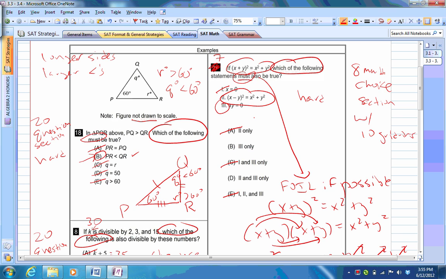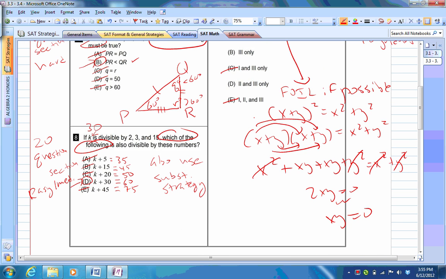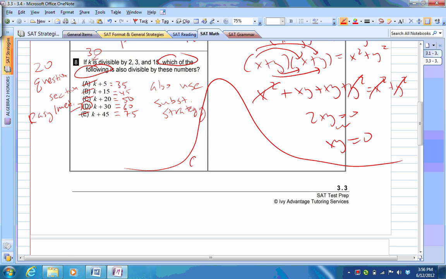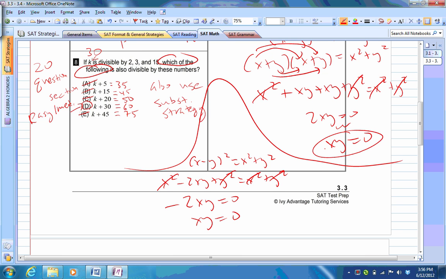Well, again, as I said, if you see an opportunity to foil, you want to do that. So x minus y squared equals x squared plus y squared. If you foil it, you get this. Cancel, cancel, cancel, cancel. So notice that got us the same thing as before.